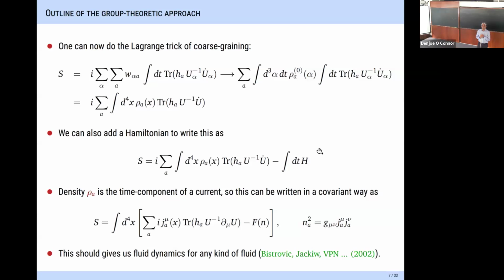Which action precisely? Sorry? I don't hear you very well. Which action did you try to quantize? The point particle action or the fluid action? Yes.